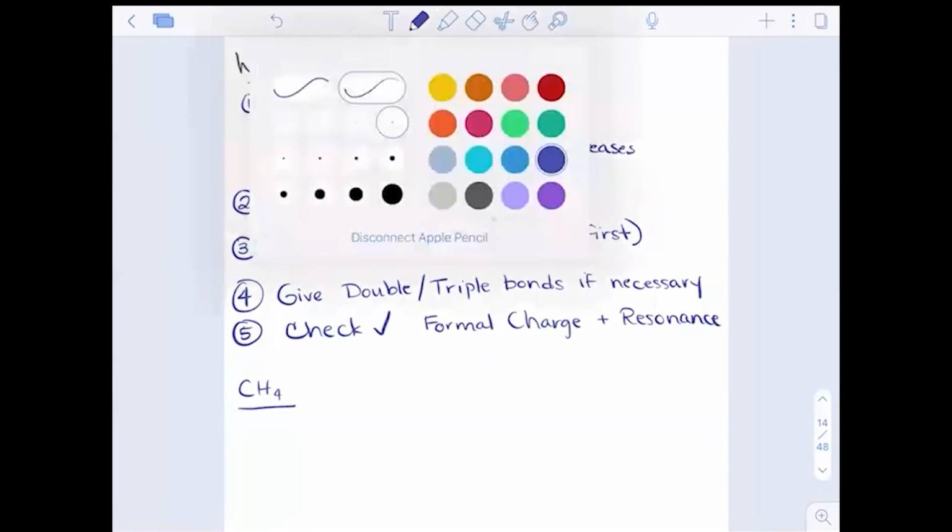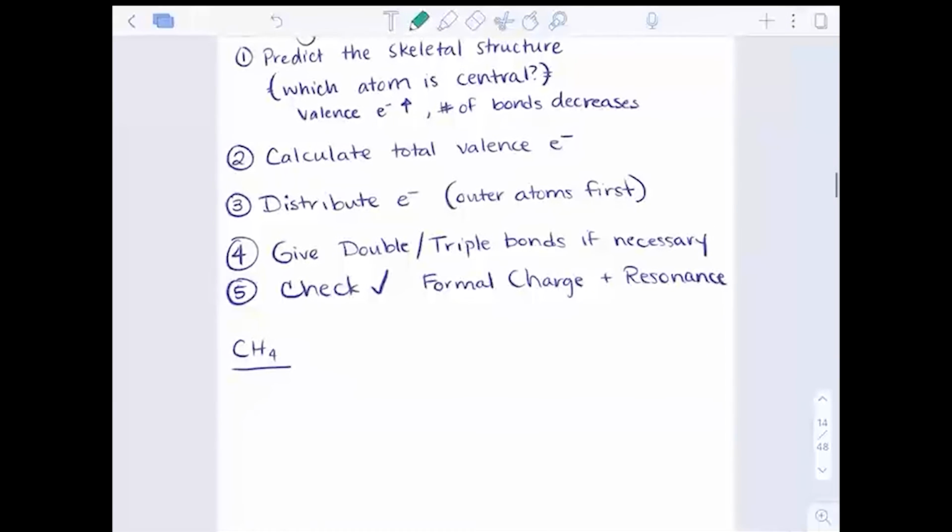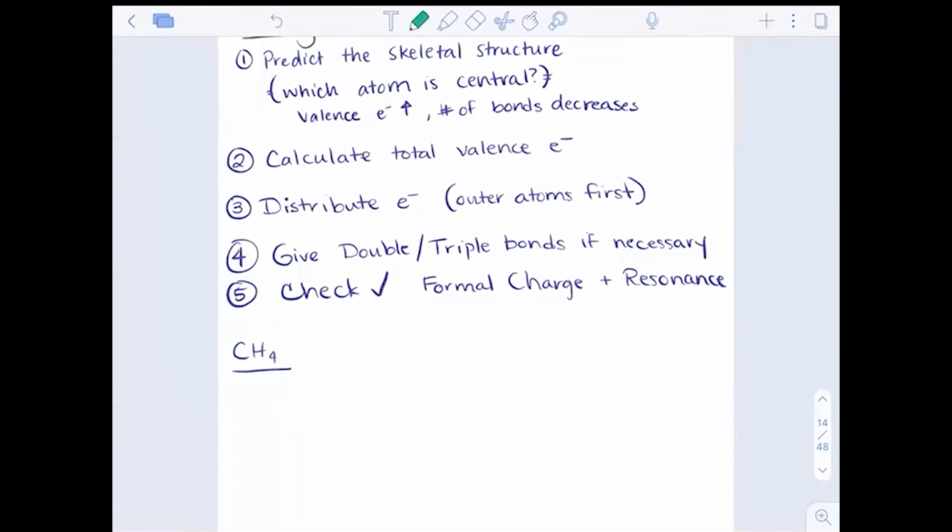So here's our first molecular formula. We're going to start with CH4. So predict the skeletal structure. Which atom is going to go in the middle? And we will always have one central atom for our discussions in this class. Yes, you can build up and get more than one central atom. We'll get there, but not right now. When we look at CH4, what we want to be able to say is carbon makes the most number of bonds, so I'm going to put carbon in the middle.